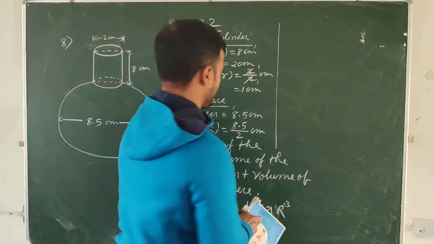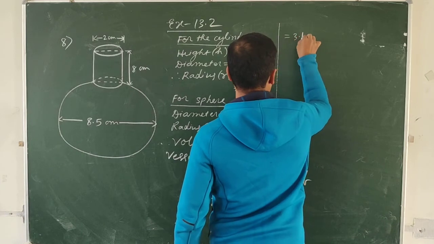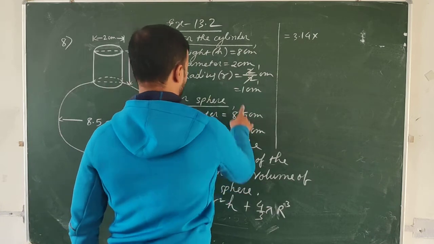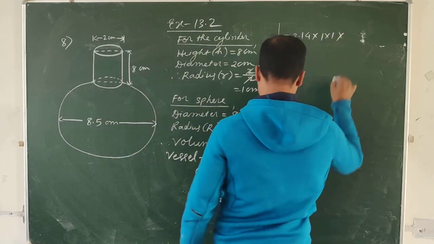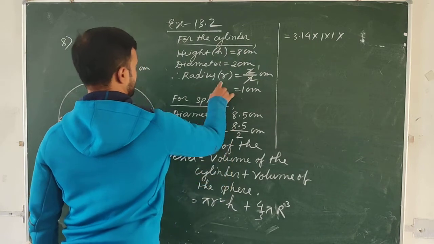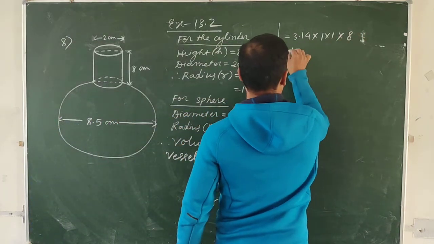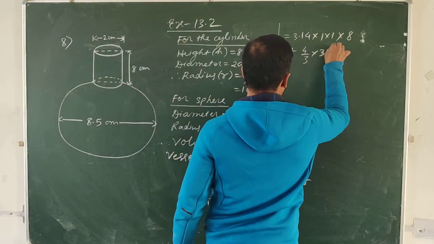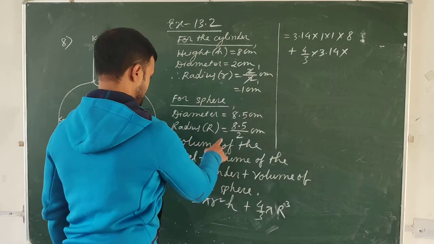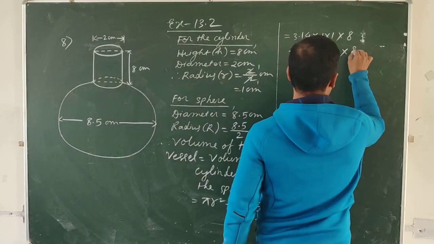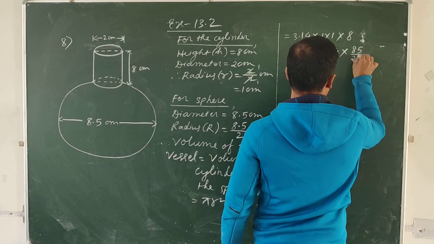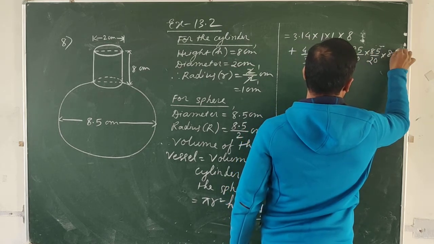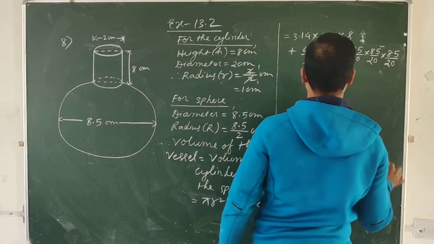You have to take 3.14. Okay, so take the value of pi as 3.14. Radius is how much of the cylinder? 1, isn't it? So 1 into 1 into h, which is 8, and 4 by 3 pi, which is 3.14, and radius is 8.5 by 2. So write 85 by 20 into 85 by 20 into 85 by 20.